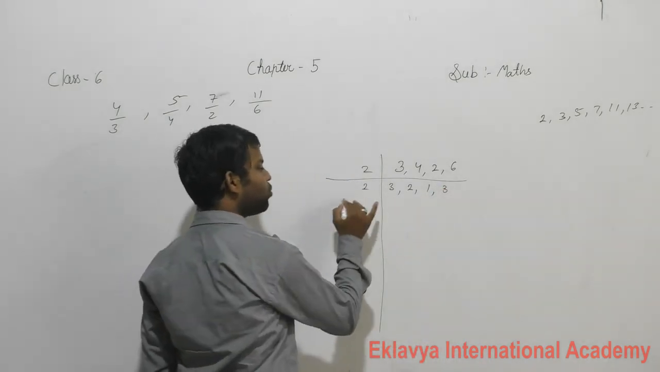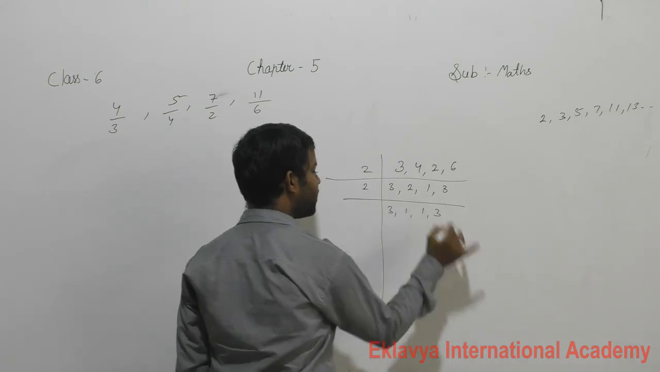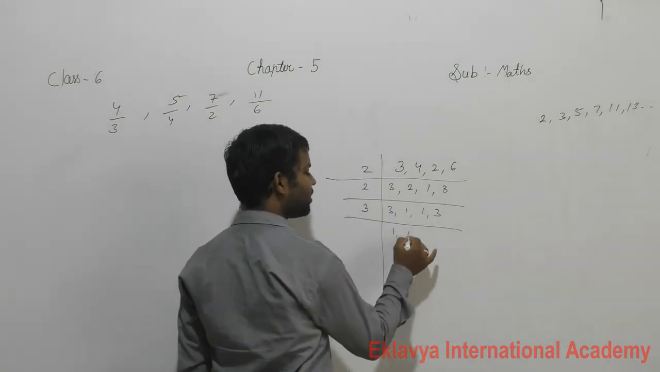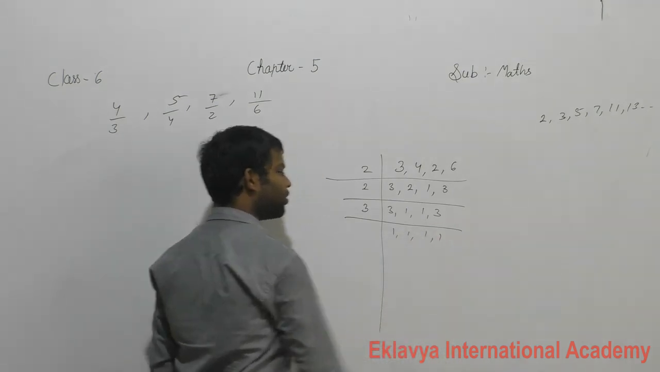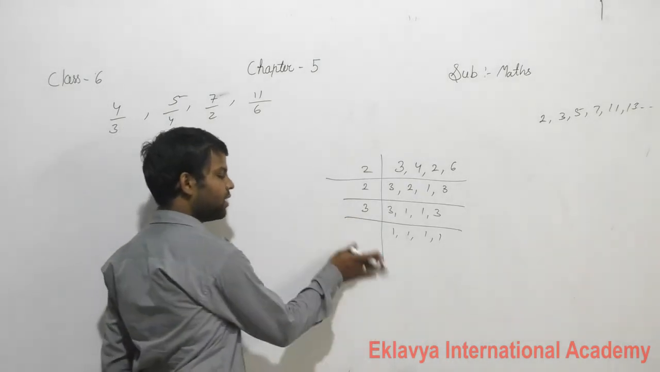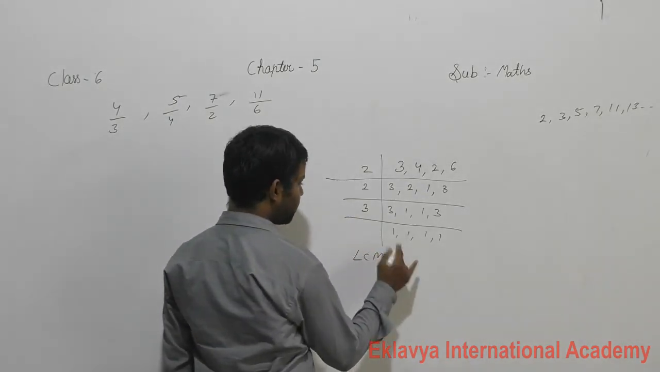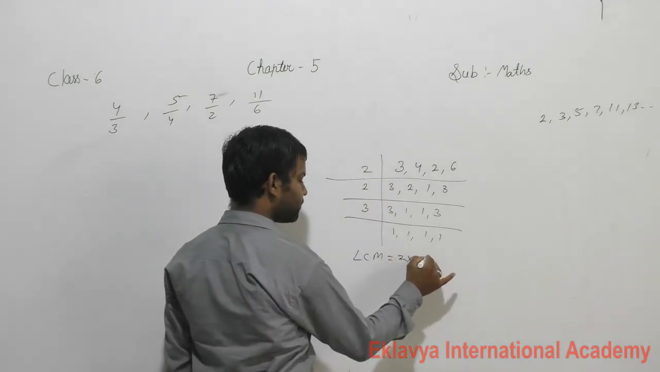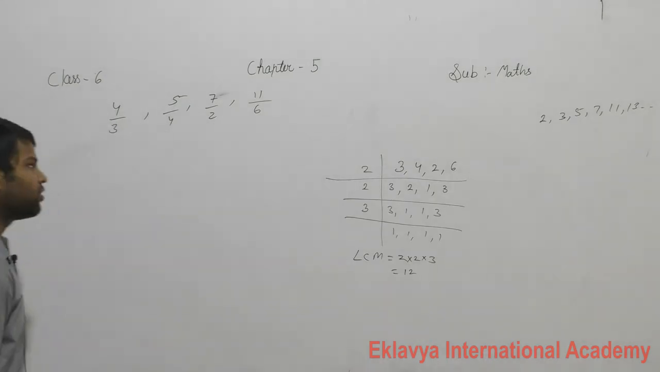Again we divide by 2, then we get 3, 1, 1 and 3. Again we divide by 3, then we get 1, 1, 1, 1. So finally we got 2, 2 and 3. Then the LCM is 2 times 2 is 4, times 3 is 12. We multiply all the numbers, then we get the LCM as 12.